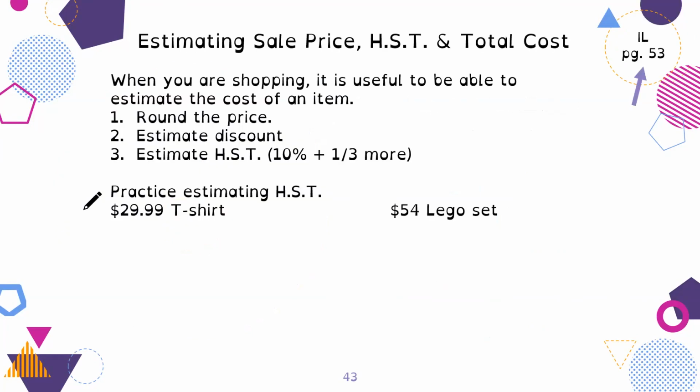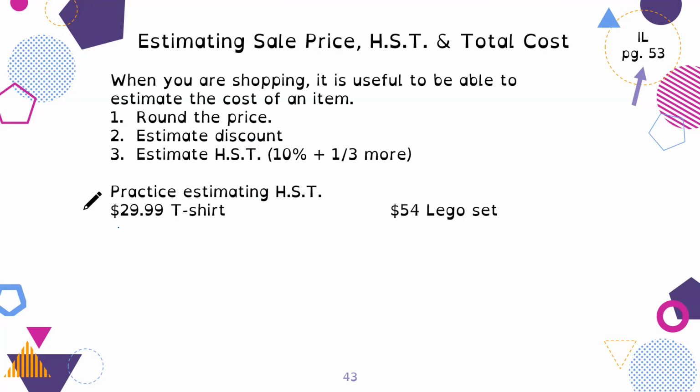So then the final thing on page 53 is estimating costs. To do this, instead of calculating things exactly, you're going to estimate things that are close. Estimating can be really useful, and you also need to estimate your tax, which could be helpful. So to do this, you round your price to something that is friendly. Then you estimate your discount if you have one. And then you estimate your HST, which, if 13%, is 10%, which is pretty easy to calculate, and then about a third more of that, because 13% is about a third more than 10%.